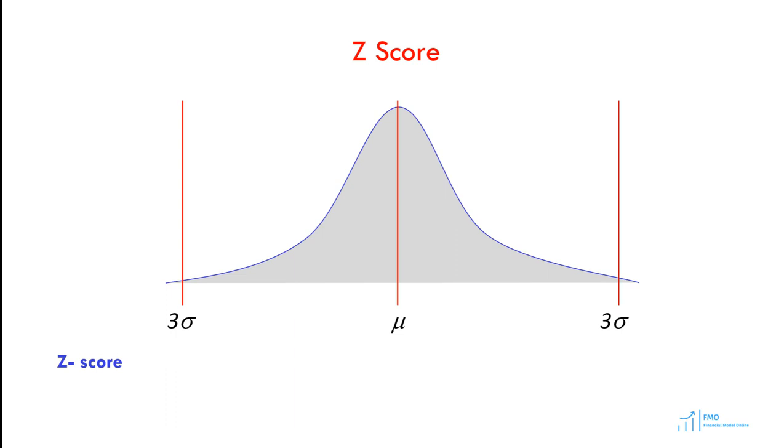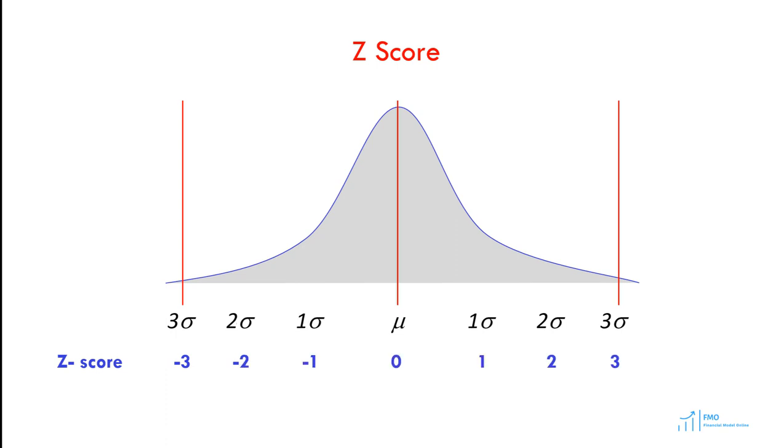Simply put, a z-score gives you an idea of how far from the mean a data point is. So, 3 standard deviations below the mean correspond to a z-score of -3. Its sign is negative because it's below the mean. 2 standard deviations above the mean correspond to a z-score of 2.